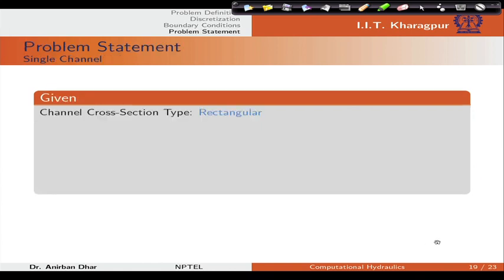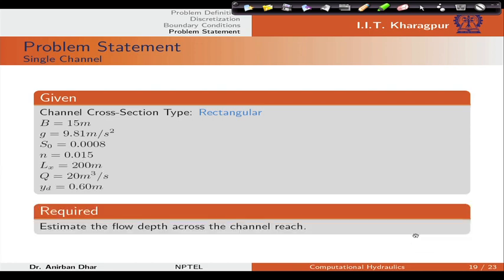Now, let us consider a problem where we have a given cross section type rectangular. B, which is the width of the rectangular section, is 15 meters, G is 9.8 meter per second square, S naught is 0.0001, Manning's roughness is 0.015, Lx is 200 meters, Q is 20 meter cube per second, and Yd, which is the depth at the downstream boundary, is 0.6 meters. Now, required is to estimate the flow depth across the channel reach.